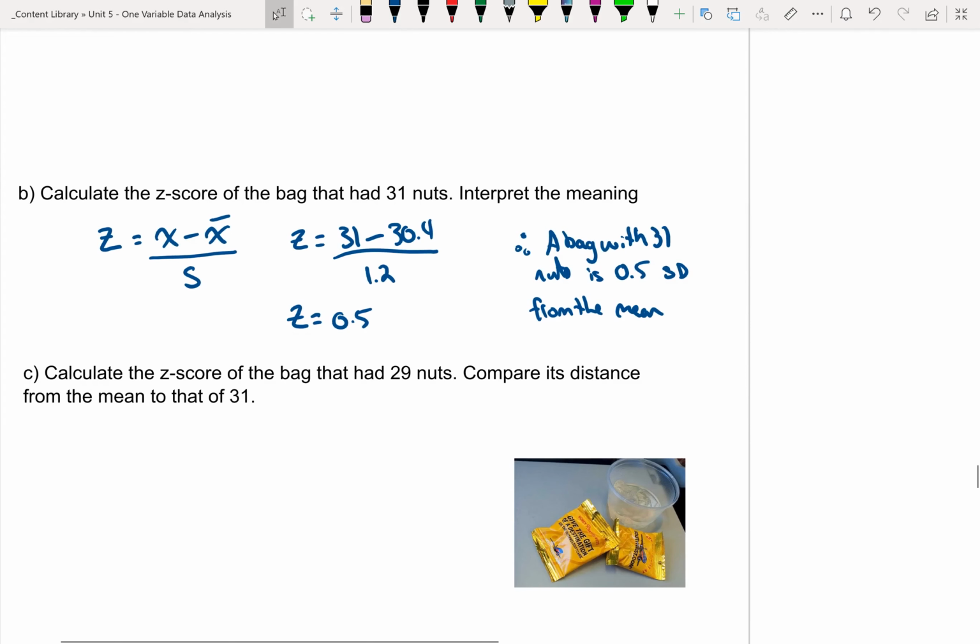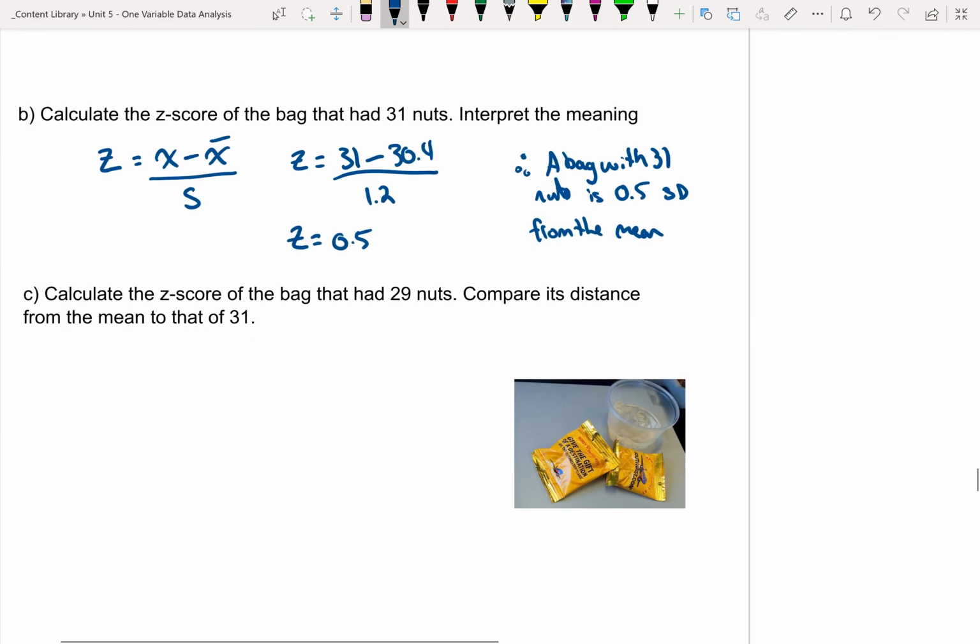Now calculate the z-score of a bag that had 29 nuts and compare its distance from the mean to that of 31. So again, you're going through the same thing, finding your z-score. 29 minus 30.4 divided by 1.2. We get a z-score equal to negative 1.2.